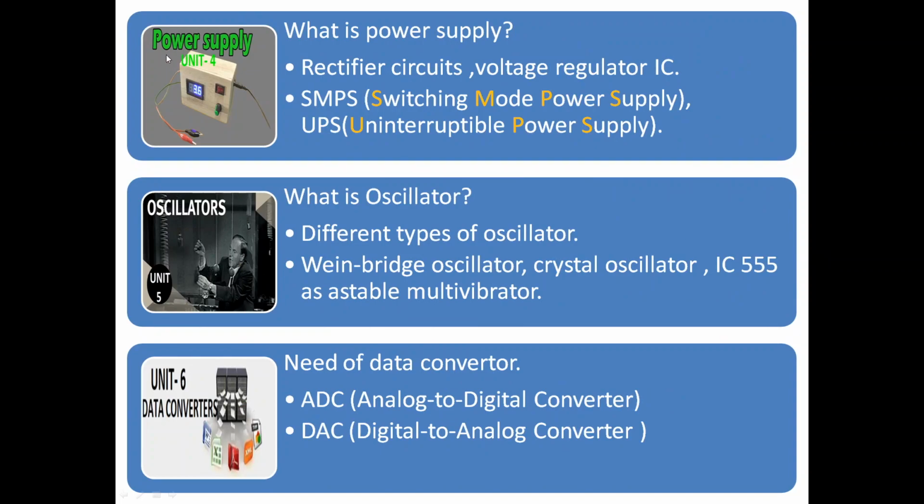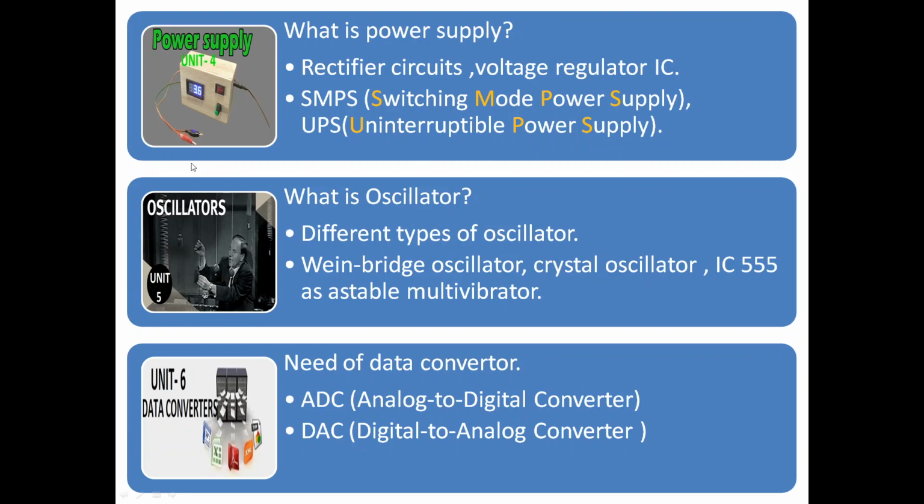Next chapter is power supply. This is your unit 4. In this chapter, we learn what is power supply, and some types of rectifier circuits. Then next is voltage regulator IC, SMPS. SMPS means what? Switching mode power supply. Then next UPS, uninterruptible power supply.